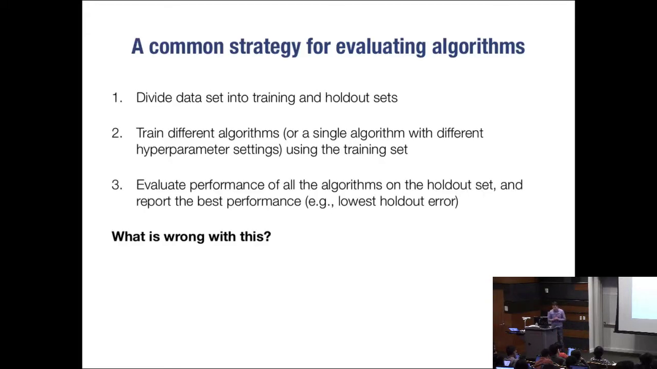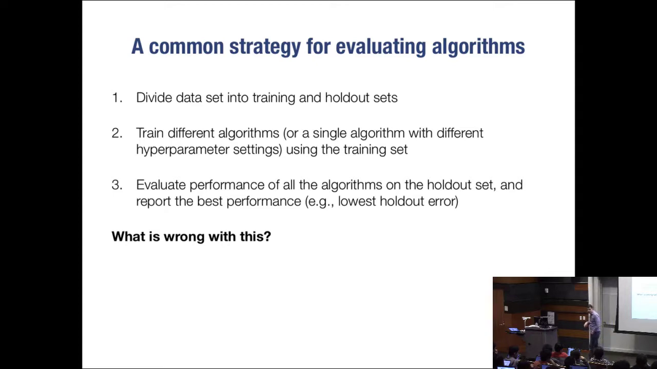Okay, so let me get started with the following setting. A common strategy for evaluating algorithms is the following. Say I want to report in my paper how well a support vector machine works on this particular task. What I'm going to do is first divide my data set into a training and a holdout set, as we were taught to. I'm going to try different algorithms, or maybe a single algorithm with different hyperparameters, training on the training set. Then I'm going to evaluate the performance on the holdout set and report the best one, because that's the one I want to report as my result.